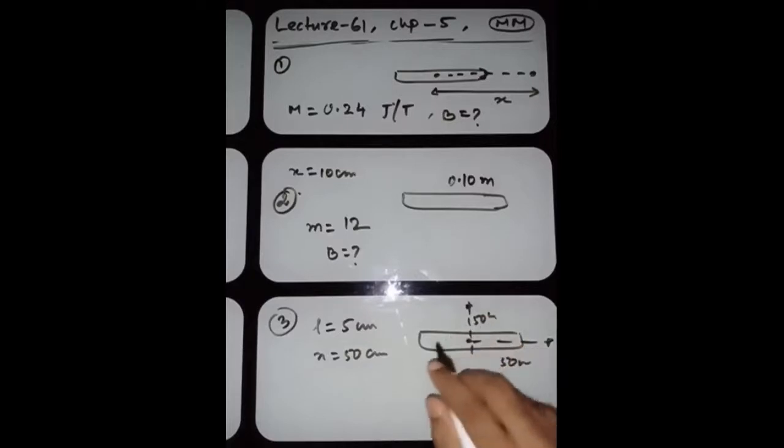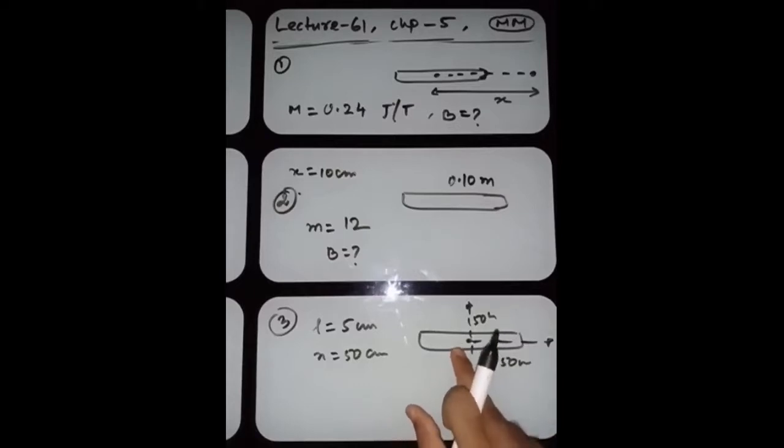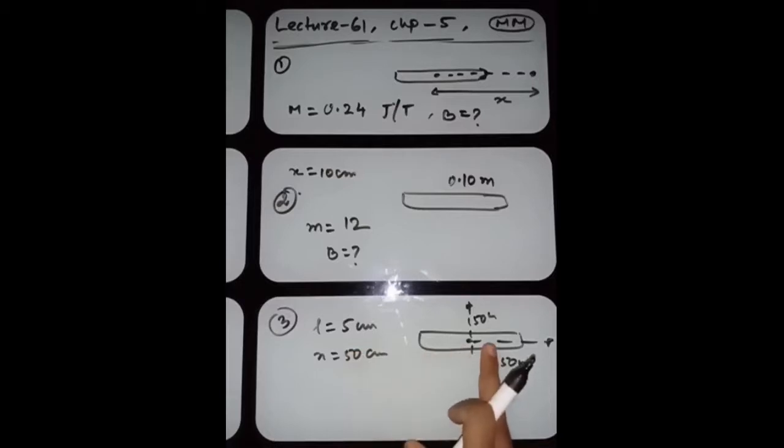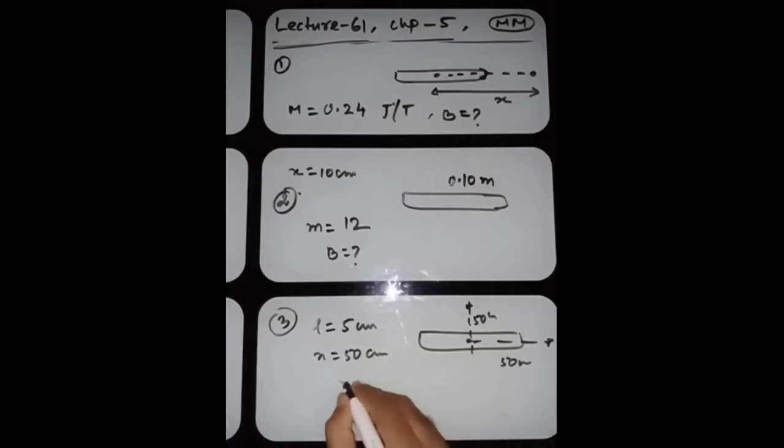Again I'm telling you, what is the magnitude of the equatorial and axial field due to this bar magnet of length 5 centimeter, at a distance of 50 centimeter from its midpoint? The magnetic moment of the bar magnet is given, 0.40. All right, so those are three questions.